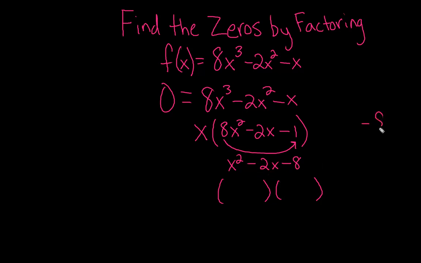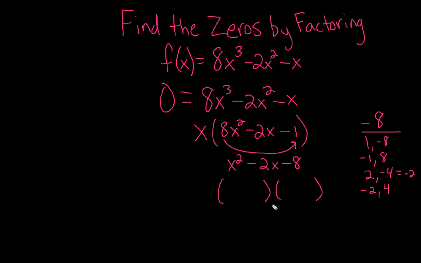Well, if we look over here, what are all the things that we can multiply together to give us negative 8? Well, we can have 1 and negative 8. We could have negative 1 and 8. We could have 2 and negative 4. We could have negative 2 and 4. Which of these add up to give us negative 2? Well, 2 plus a negative 4 gives us negative 2.